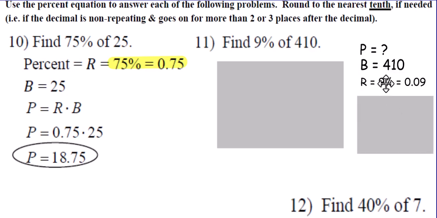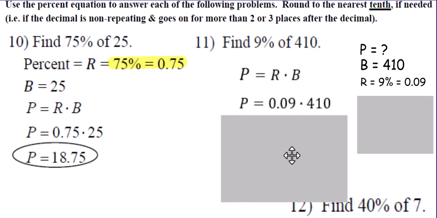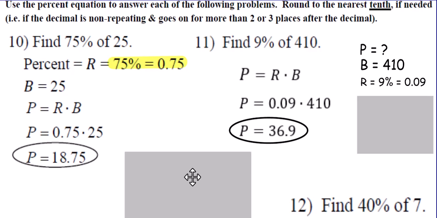We move the decimal point at the end of 9 to the left 2 places, which involves adding a 0 after the decimal point. So we'll get 0.09. So if we have P equals R times B, we're going to have P equals 0.09, the percent R as a decimal, times the base, which is 410. 0.09 times 410 is 36.9. Now I want to stress that if you do this same problem using the percent proportion, just keeping 9 as 9 out of 100, you're going to get the same solution. So it's fine to do it either way.